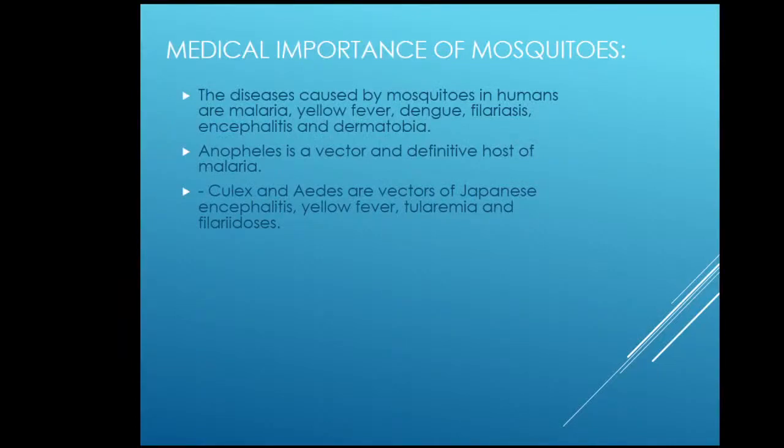The mosquitoes as blood-sucking insects have a very high medical importance. The mosquitoes are vectors for causative agents of malaria, yellow fever, dengue fever, filariasis, encephalitis, and dermatobia. So, the female of mosquito Anopheles is vector and final host for Plasmodium. Plasmodium, as you remember, is causative agent of malaria. Culex and Aedes are vectors for Japanese encephalitis, yellow fever, tularemia, and filariasis.